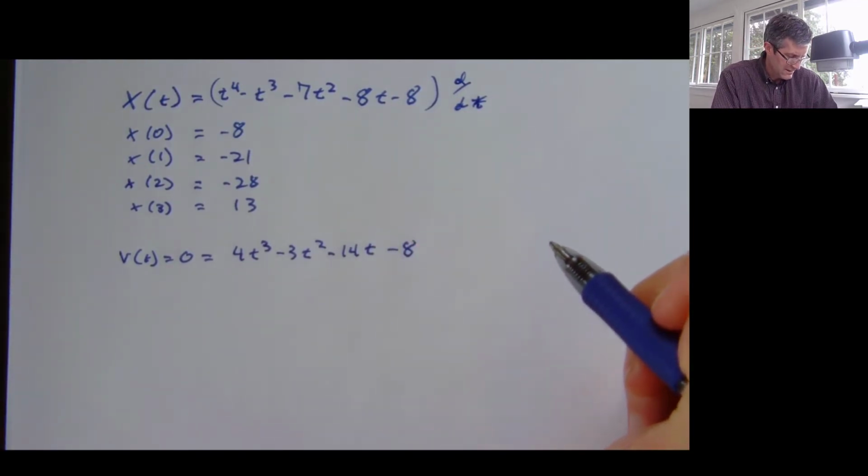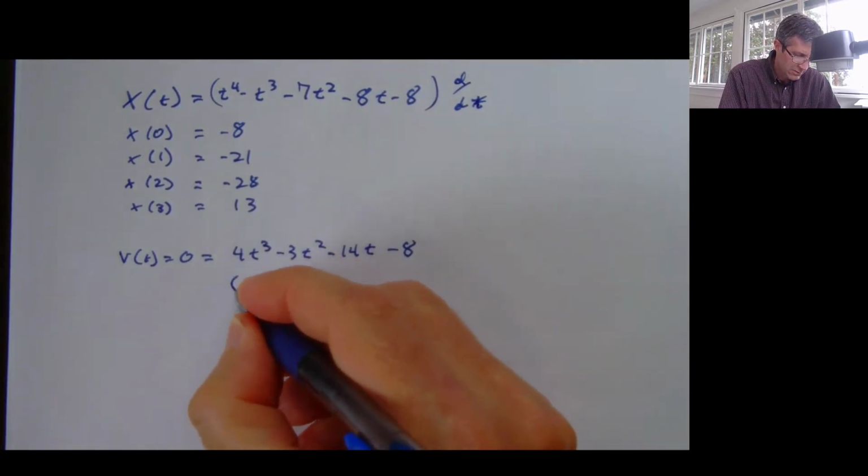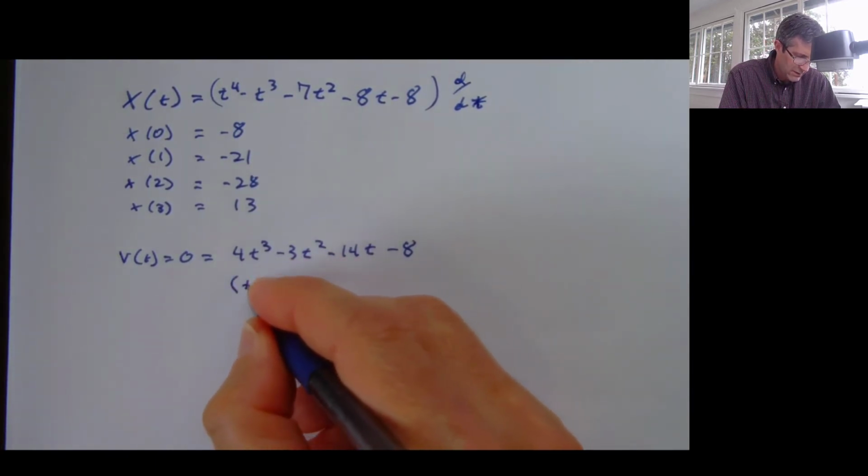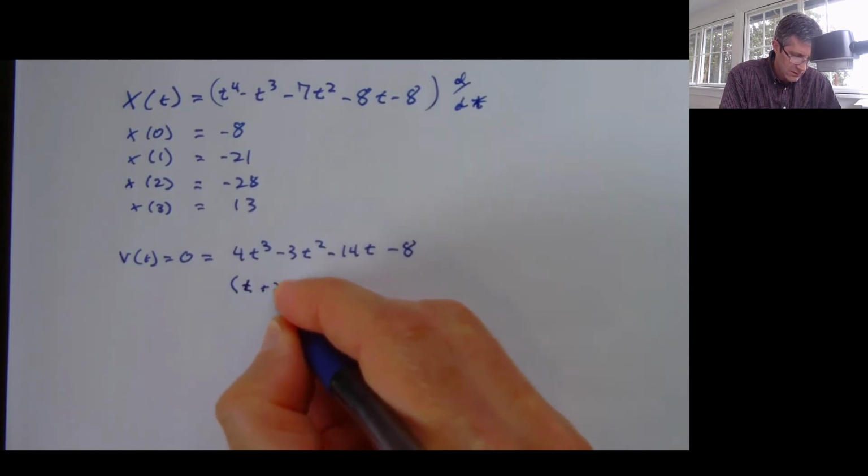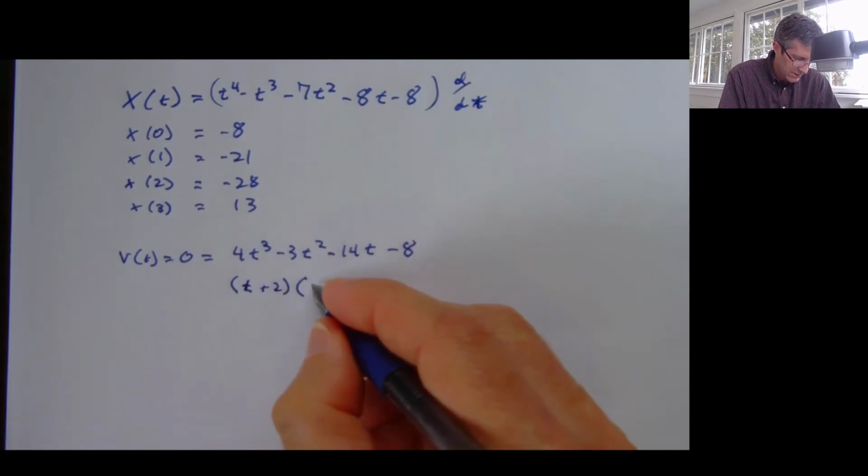All right. Well, what is this going to look like? That's a little bit hairy, but hopefully you have a calculator or some means of solving this. I'll help you get started here. So I'm going to factor out t plus 2.